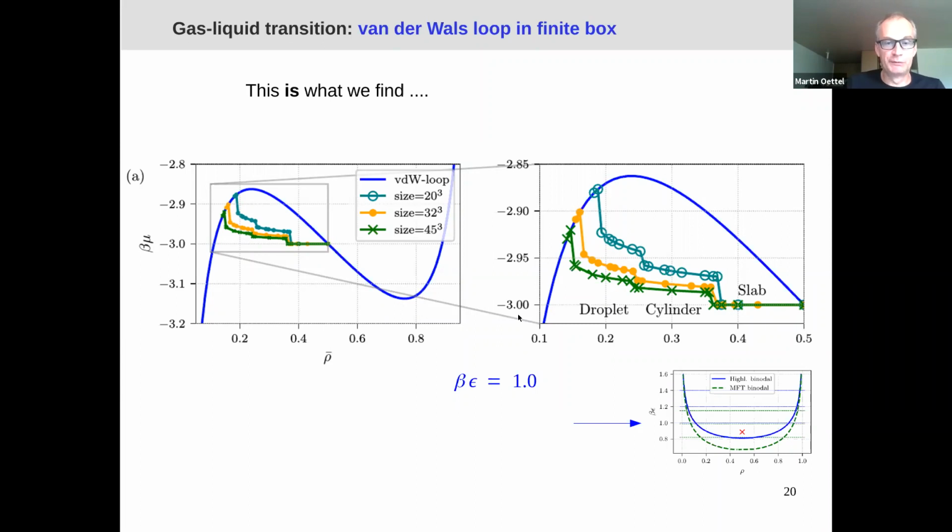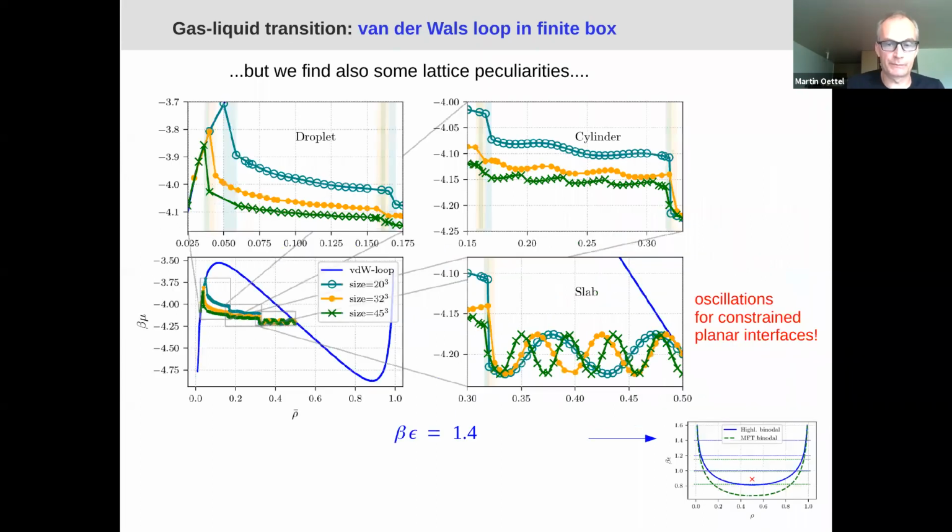And here you see this new equation of state. So this is the van der Waals loop from the homogeneous free energy, and this is the chemical potential in the finite boxes. And we see the sequence of droplet, cylinder, and slab. And this is still fairly close to the critical point with the Highlander functional.